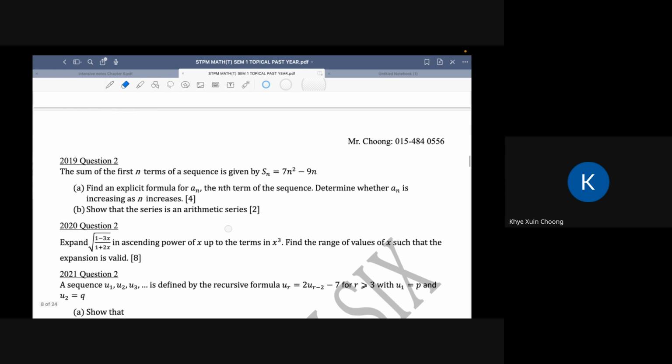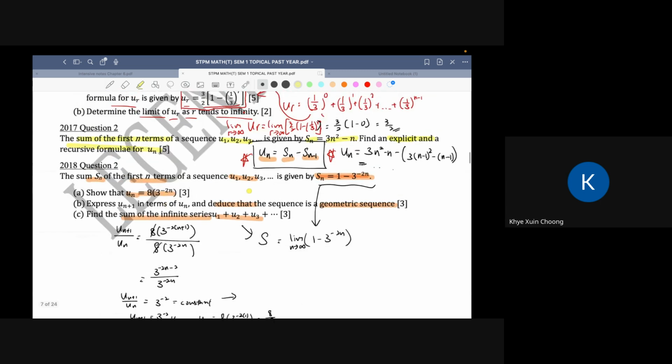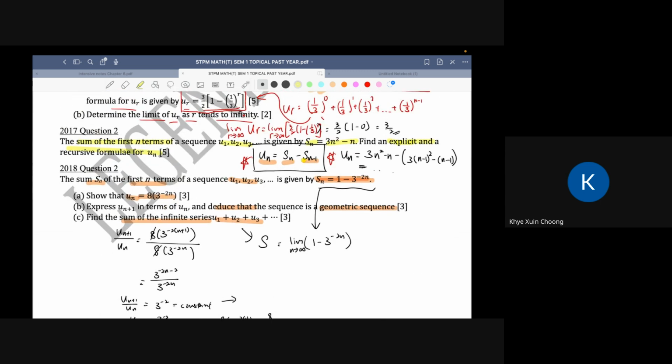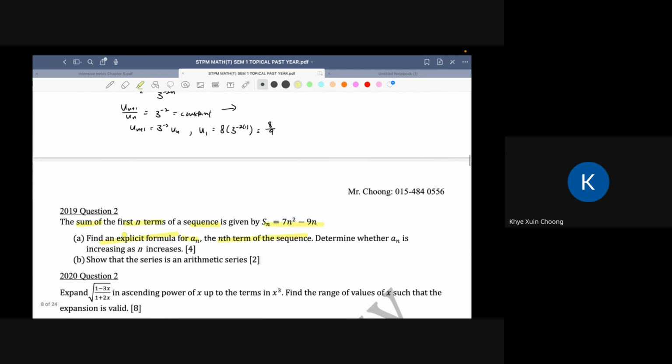Just we need to know the trick and how we should approach the question. So for 2019, it asks you to find the sum of the first n terms of the sequence, okay, given by this. So when it gives you the sum to the n term, you know how to find the Un term, right? Okay. So find an explicit formula for an, the nth term of the sequence. Now it uses a, but actually it's the same. So the nth term is just, we use the formula Un equals Sn minus Sn minus 1. If you know this formula, you can obviously very quickly find the explicit formula for it.